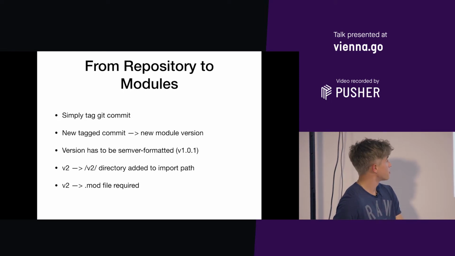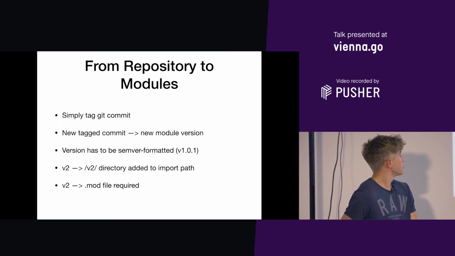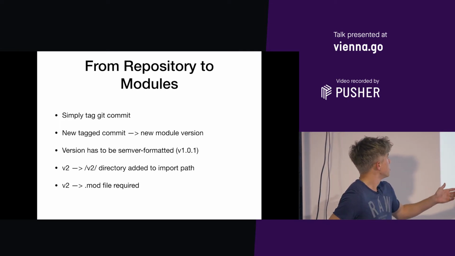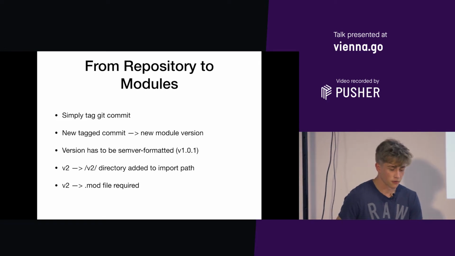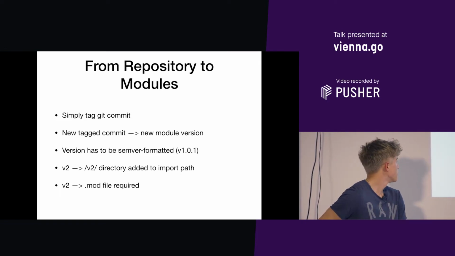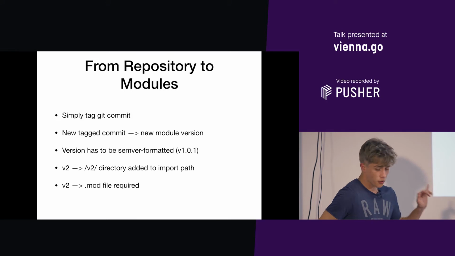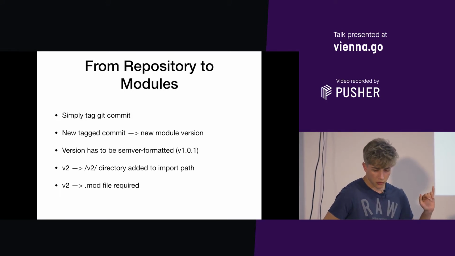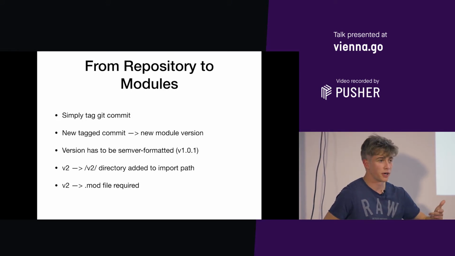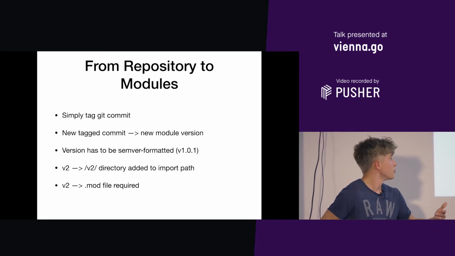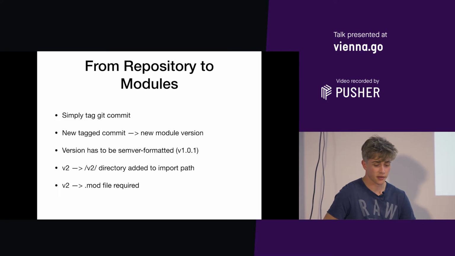It has to use the Semver format, and that's what I already mentioned. The v2 directory is added if there is a version 2, and so on and so forth. And from a version 2 forwards, there's a mod file required. So if you have a version 1, you don't have to have a mod file, but with version 2, you have to have one because otherwise it doesn't work.